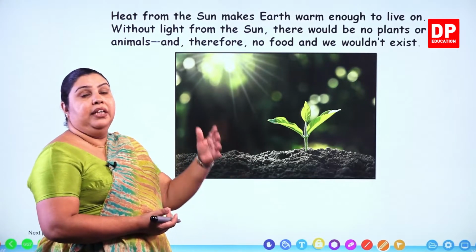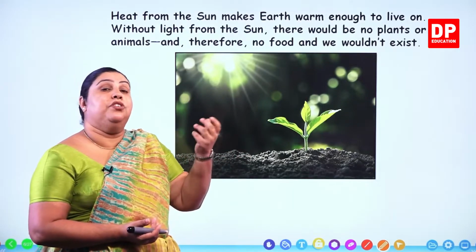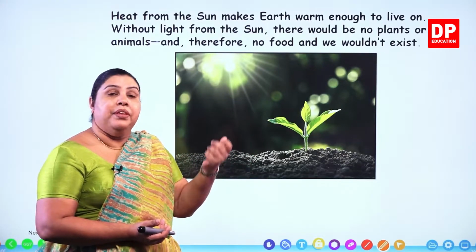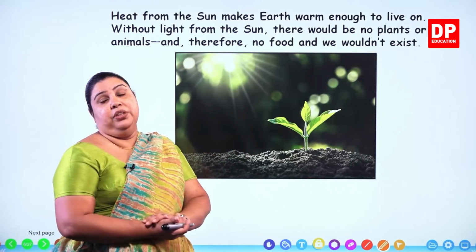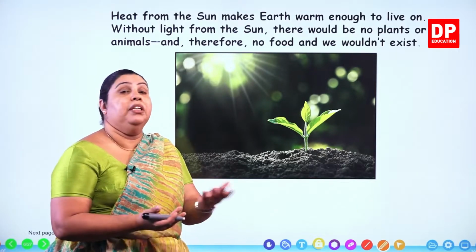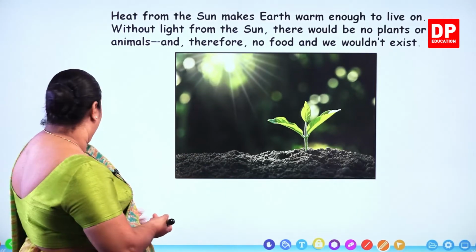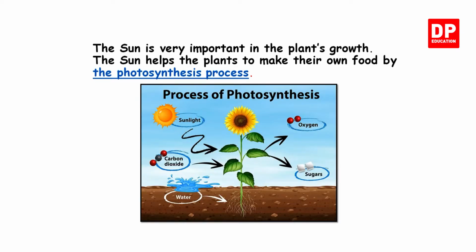The sun, the heat of the sun is needed. It helps the trees to make their own food. That helps us survive. And without the sun, we wouldn't have lived a life like this. අපිට ජීවත් වෙන්න හම්බ වෙන්නේ නැහැ. So the sun is very important in that way. The sun is very important in the plant's growth.